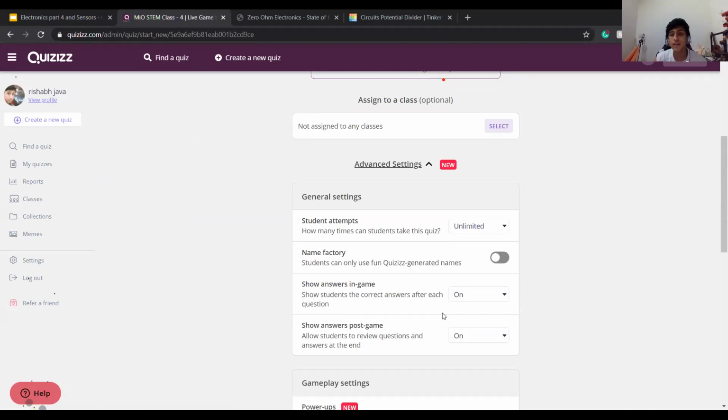Yeah, high temperature means high voltage. Though it depends on the internal mechanism, and when we talk about the internal mechanism of an LDR and of a temperature sensor in the next class, then you will understand better.